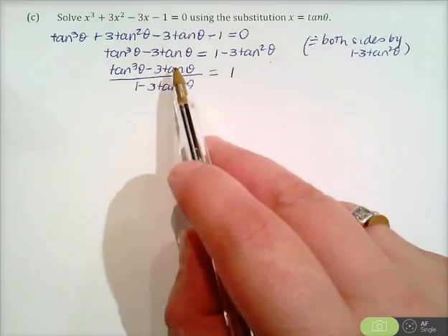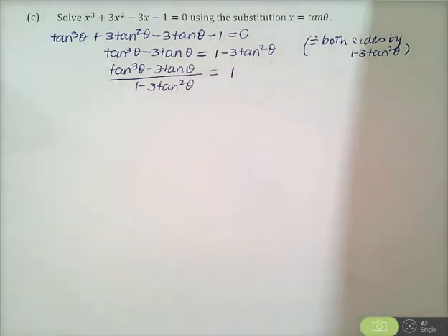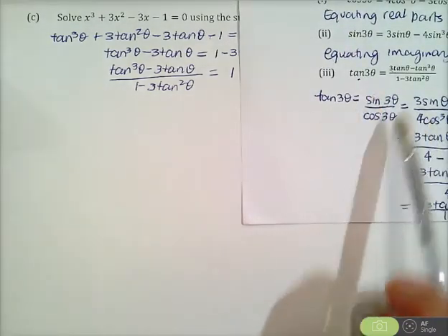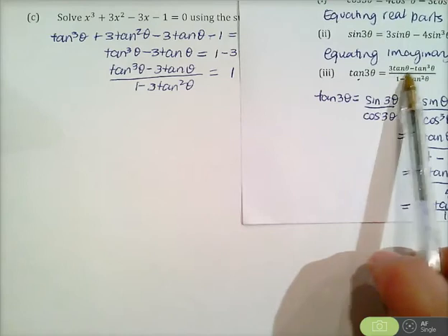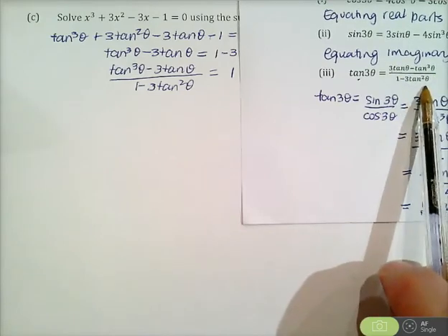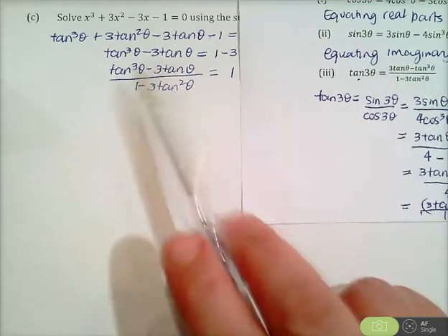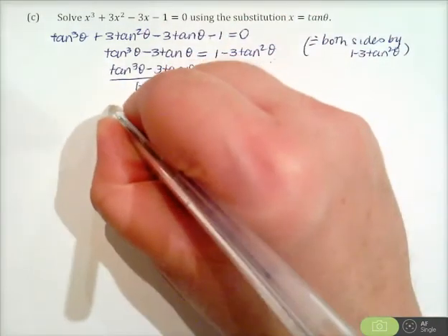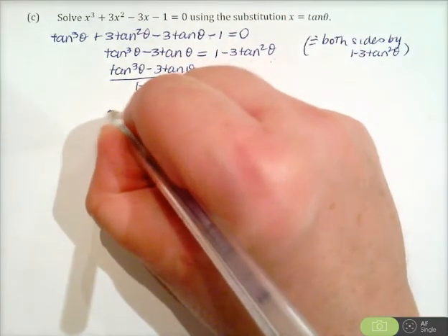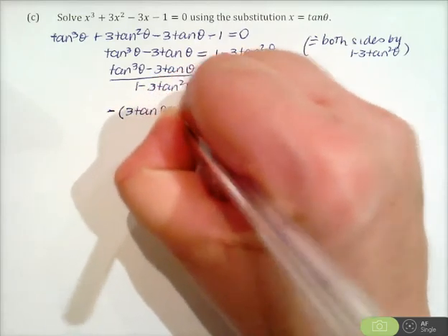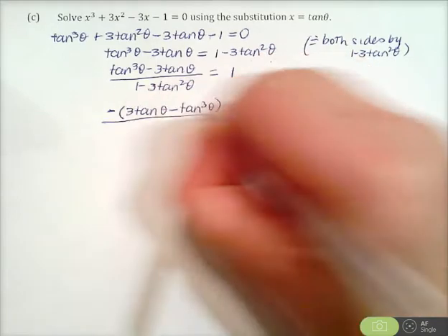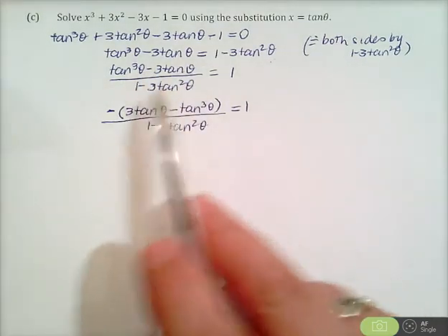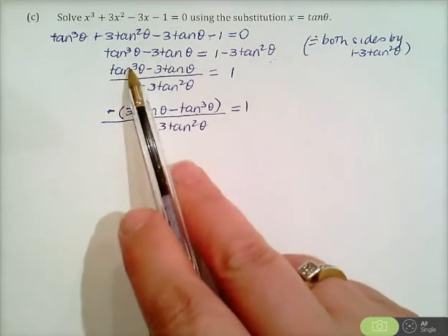Now, this is almost the same as the result that we proved in part 2. If you look at the result that we proved in part B, we've got tan 3 theta is 3 tan theta minus tan cubed theta over 1 minus 3 tan squared theta. So the denominators are the same, but the numerators are in reverse. So if we put in negative, we've got that negative bracket 3 tan theta minus tan cubed theta over 1 minus 3 tan squared theta is equal to 1. Okay, just checking that that's the same. Minus 3 tan theta plus tan cubed theta, that is the same.